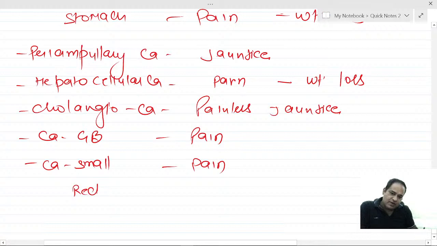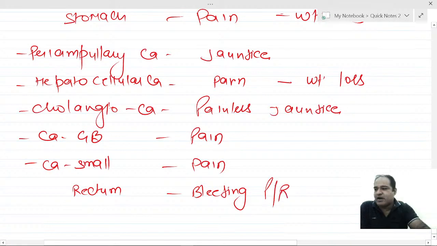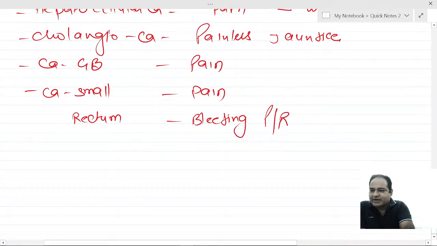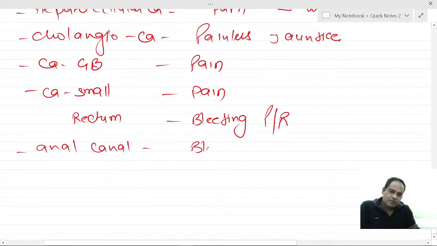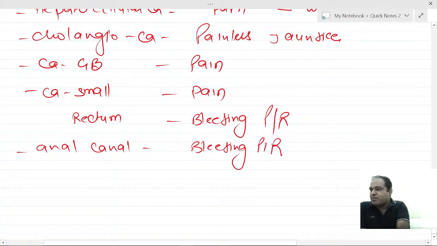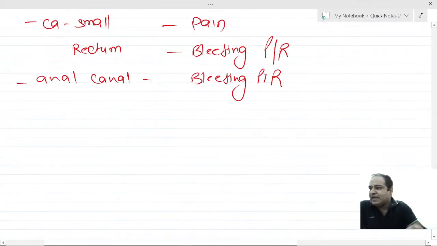In carcinoma of the small bowel, pain. In carcinoma rectum, bleeding per rectum. In anal canal carcinoma, the most common clinical feature is bleeding per rectum. So many most commons there.